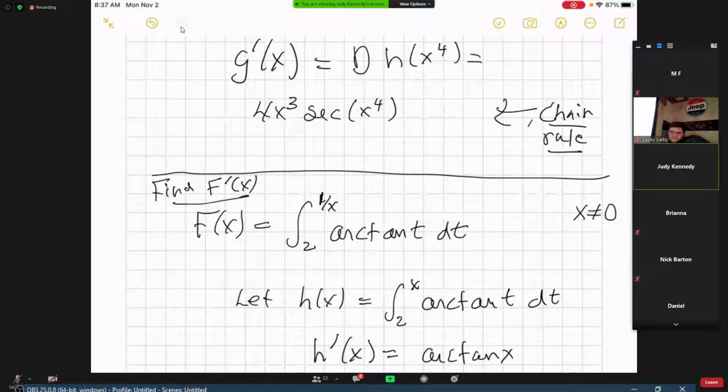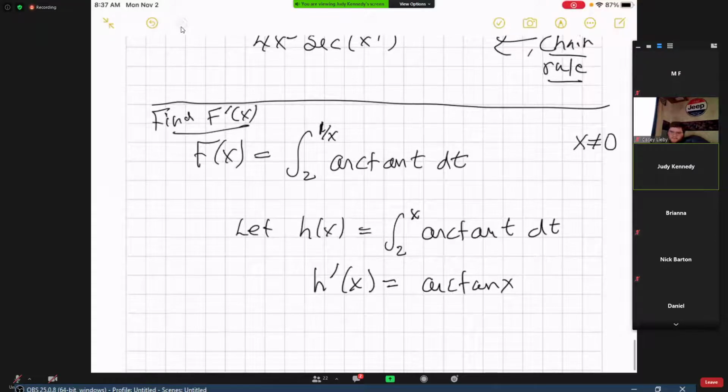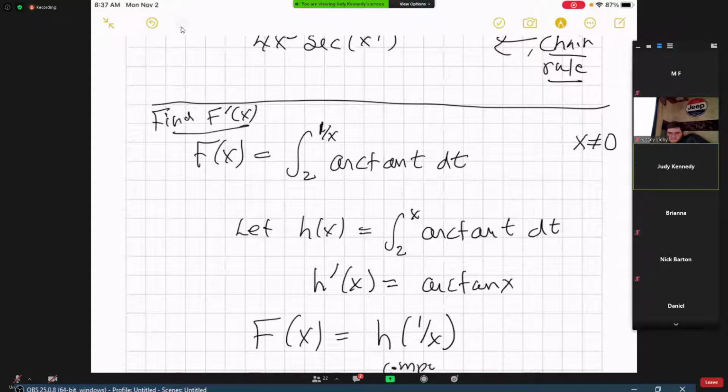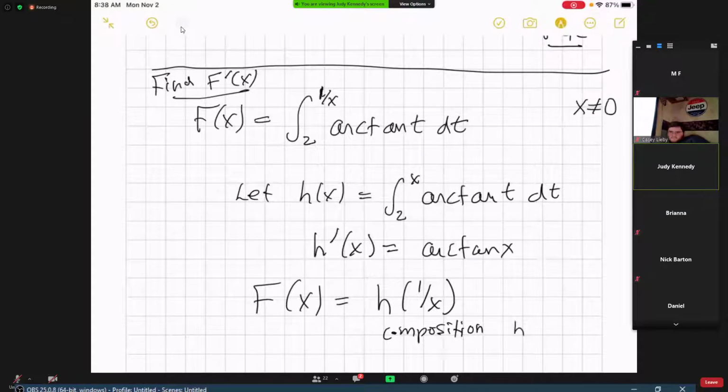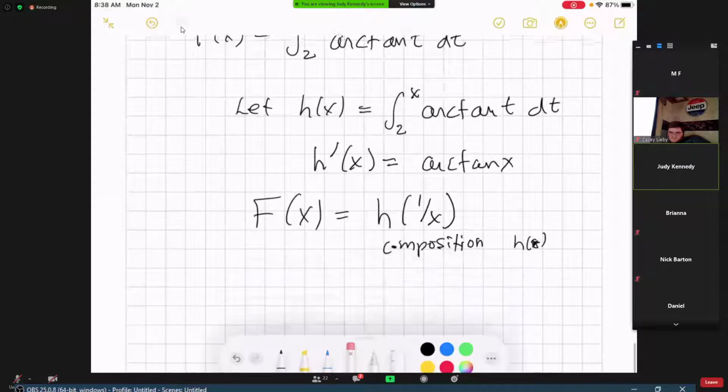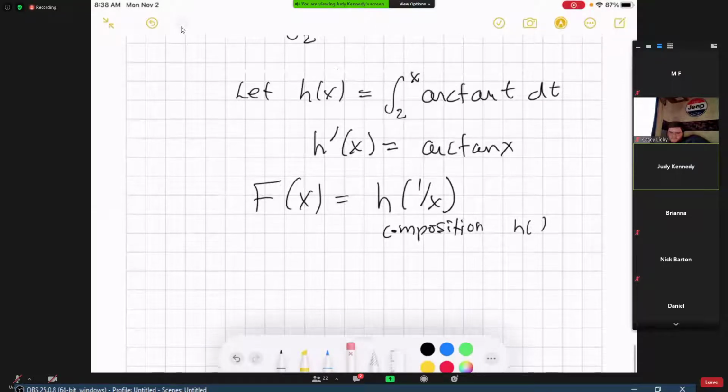That's the simple situation. Well, actually, my capital F of x is h of 1 over x. So it's a composition now of h of, call it h of z. When we were talking about the chain rule, we always called it u. So why don't I call it that? H of u, and u is 1 over x.